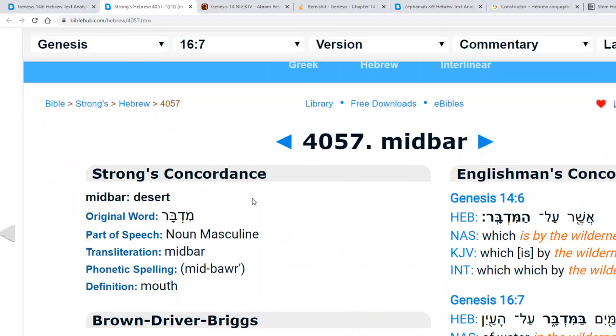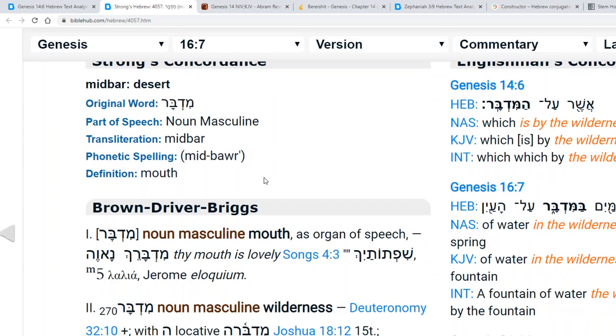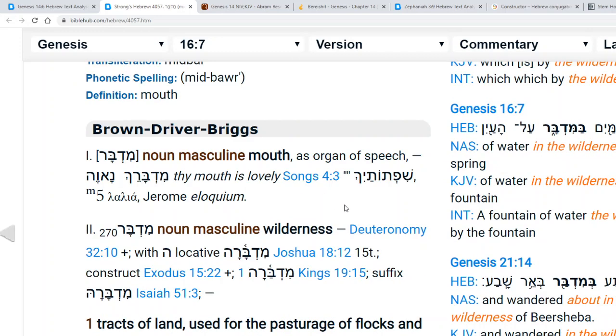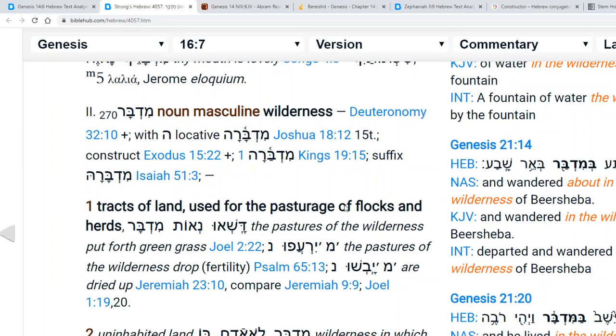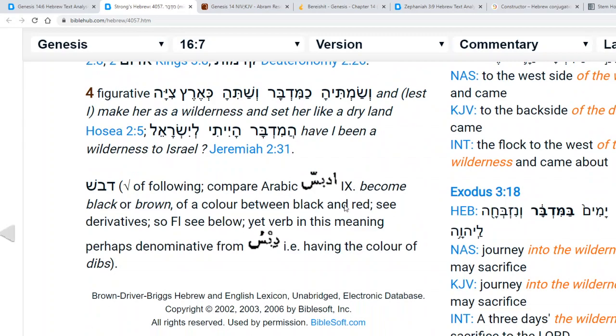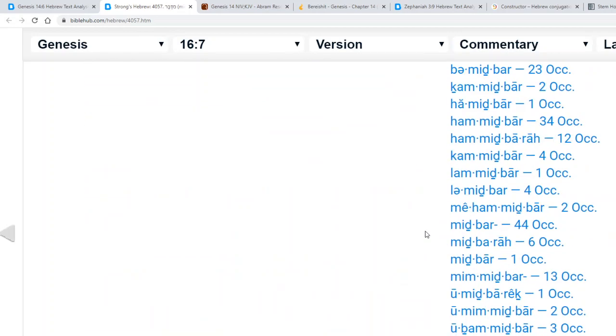Interesting. You may want to look at it. They say Strong's Concordance also says desert. Yeah, you can look. Possibly it comes from that. We use the word so many times. How many times does it show up as a?